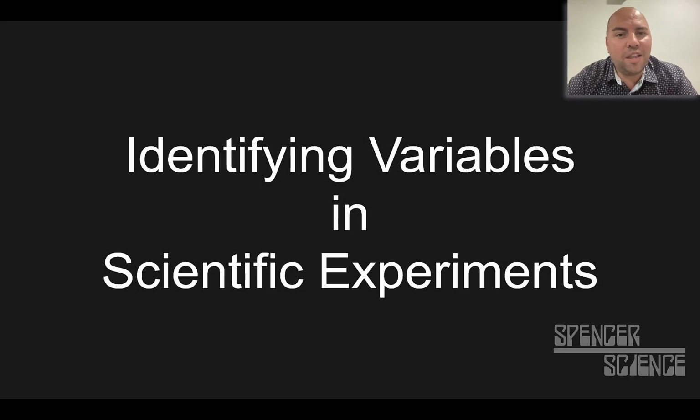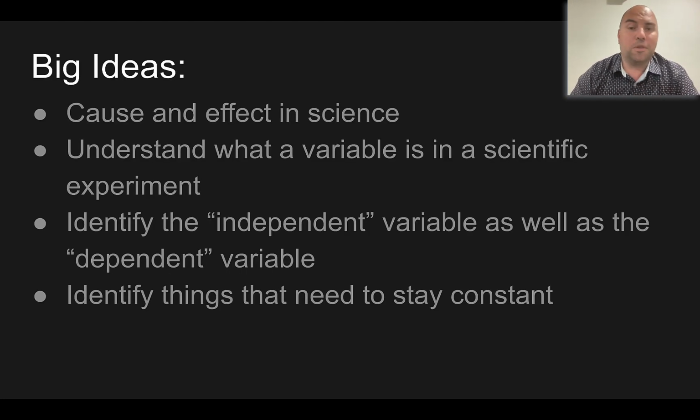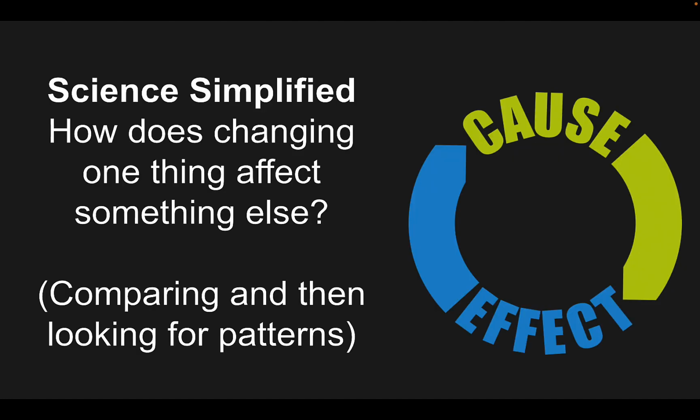We've been talking a lot lately about how to set up scientific experiments. And one of the things that we're going to do today is dive into this idea of identifying variables. Now, the big ideas that we're going to talk about are this whole concept of cause and effect in science, and then using that to understand what a variable is and be able to specify which of those variables are independent, which are dependent, and those things that we need to keep constant.